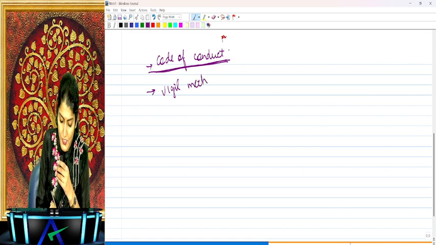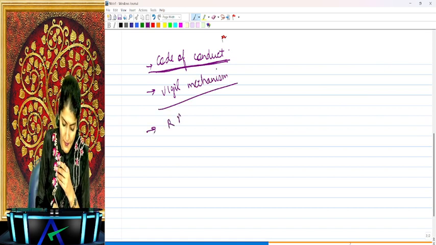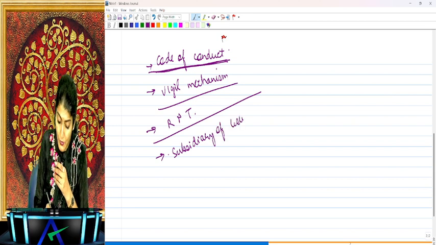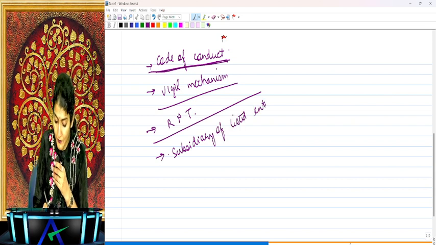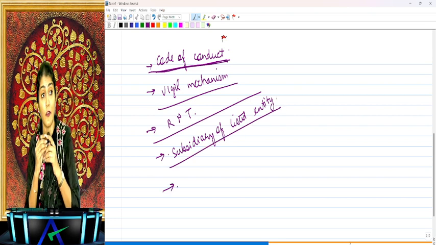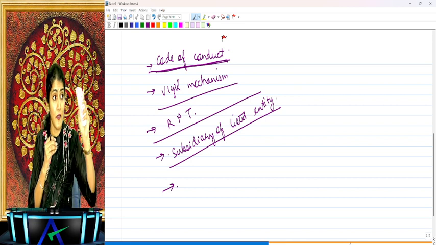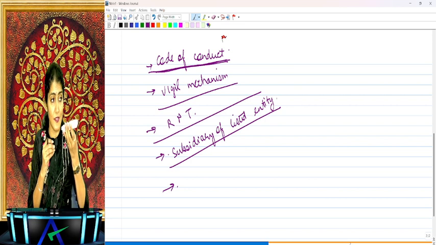The vigil mechanism. Are you with me? Then what we discussed over there is the RPT, the related party transactions. Now we are talking about the subsidiary of the listed entity. So you are a subsidiary, and not of just any other entity. You are a subsidiary of a listed entity. So obviously, should the remote control of the subsidiary company be with the listed company?